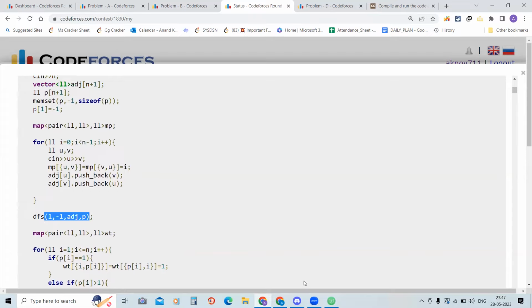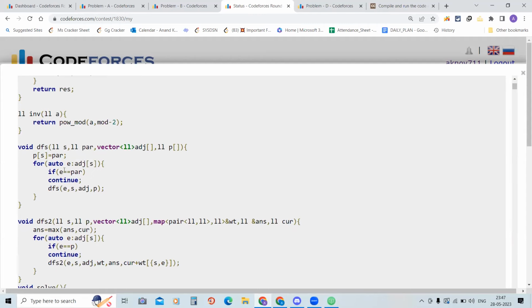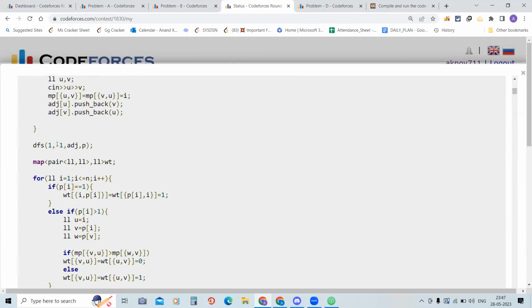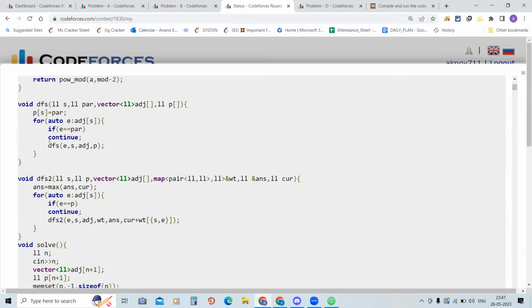When I'm running this DFS, we are doing nothing special, just setting what is the parent of node S. Initially I am passing -1 because the parent of 1 will be equal to -1. And then when I'm running this DFS from its child node, I am passing S because we are going from S to E, so the parent of E will be S. And we are passing this array to store permanently what is the parent of each node.